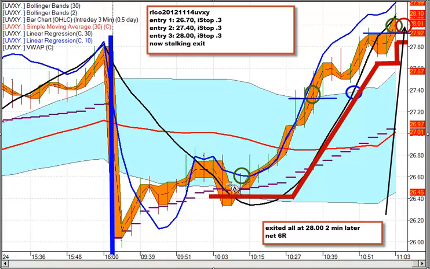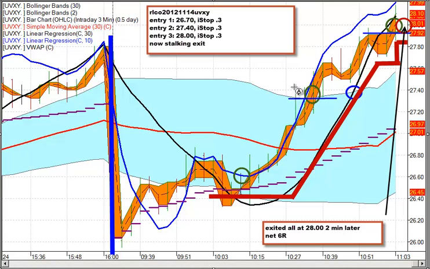Upon re-entering the river and breaking above that first green candle, I make my first entry at 26.70 with a 30-cent stop just below the volume weighted average price. The regression line, the slow 30-period, rolls over and enters the river. It blasts right through the Bollinger Band mean without hesitation.